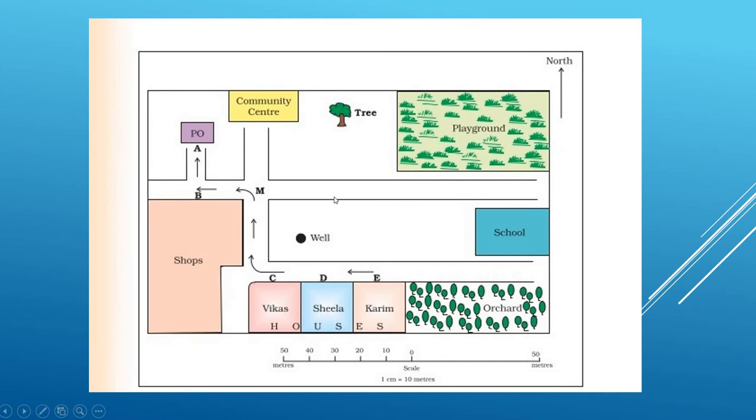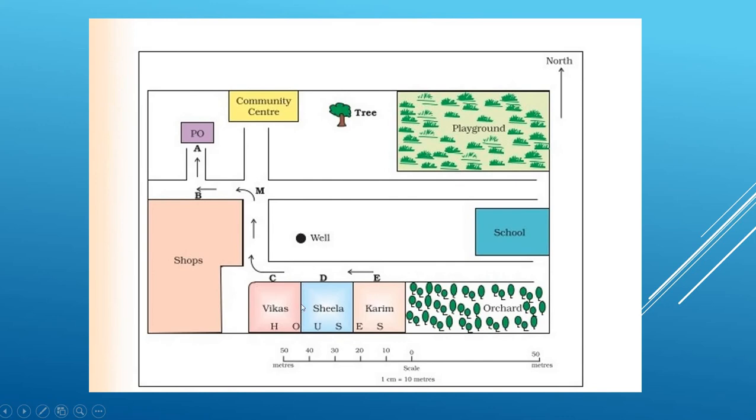Okay, and similarly it has been given that the distance between the post office and Karim's house is 12 centimeters. The post office is here, Karim's house is here, so 12 centimeters is the distance. So what will be the actual distance on the ground? Since 1 centimeter equals 10 meters, 12 centimeters will be equivalent to 120 meters. So the actual distance between Karim's house and the post office on the ground is 120 meters.